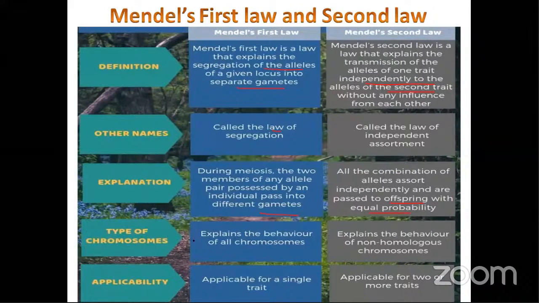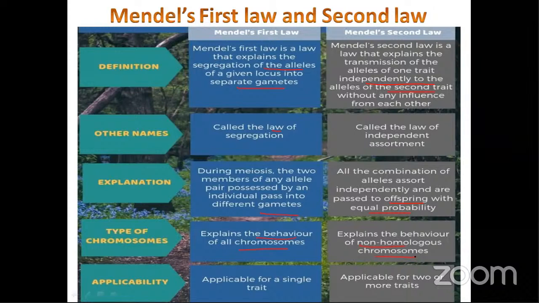So that is what independent assortment means. It explains the behavior of all the chromosomes. Whatever alleles are present in the chromosomes, each carries two alleles, and they segregate independently when forming the gametes. But here only the behavior of non-homologous chromosomes is mentioned. Why non-homologous? Here they have assumed that different traits will be present on different chromosomes that are not homologous to each other. That's the assumption they have taken.